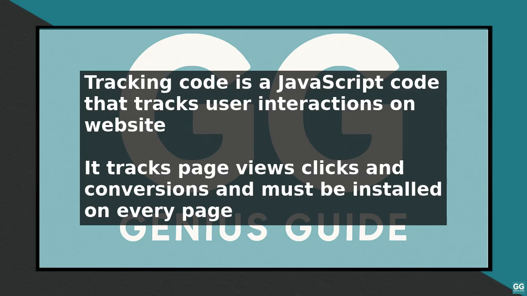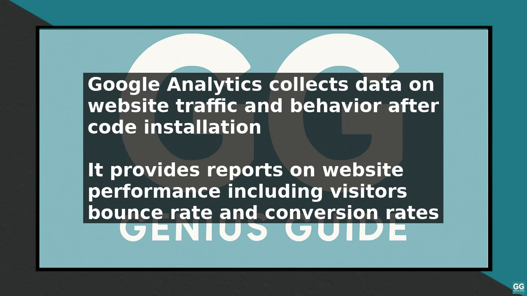One of the key concepts in Google Analytics is the use of goals and events. Goals are specific actions that you want users to take on your website, such as filling out a form or making a purchase. Events are specific user interactions, such as clicking on a button or watching a video. By setting up goals and events, you can track the effectiveness of your website and marketing efforts.